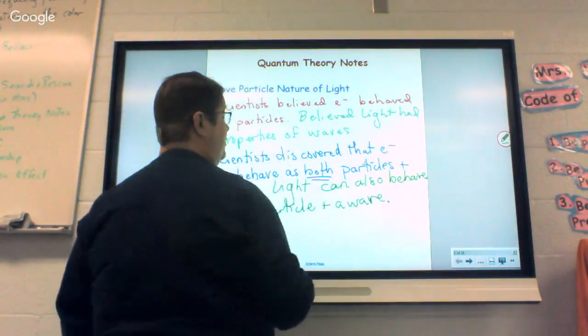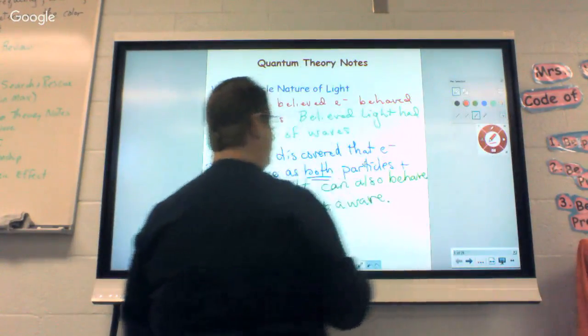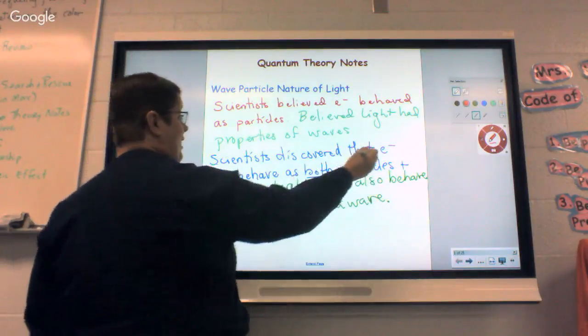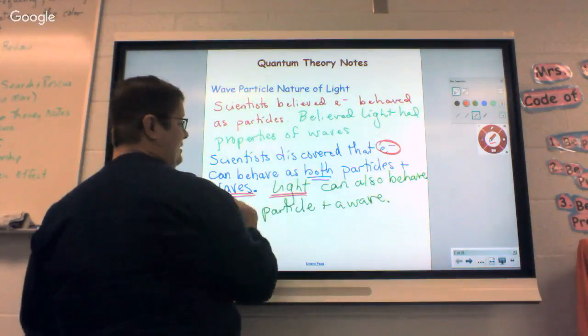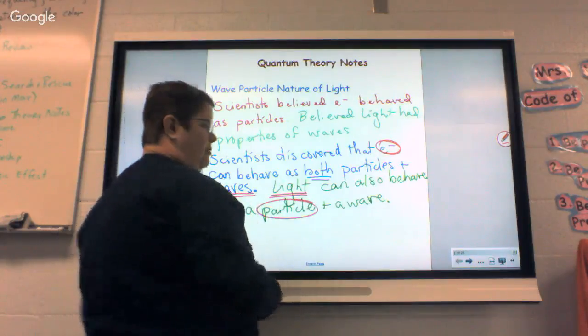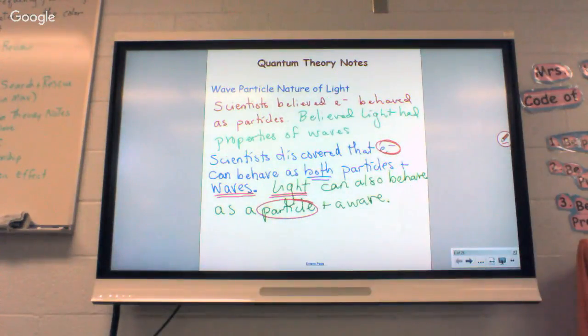Now, at the time that scientists were making this discovery, this was pretty revolutionary. To say that an electron can behave as a wave, or that light could behave as a particle, that's pretty revolutionary. To say that light could behave almost as a BB, that light could strike, let's say, a piece of metal and knock a particle loose, that's not something that scientists could explain up to that point. All right, so we're going to walk through 2 examples of how that works. Probably not today, probably Thursday.